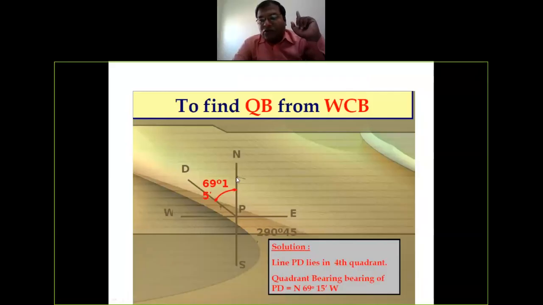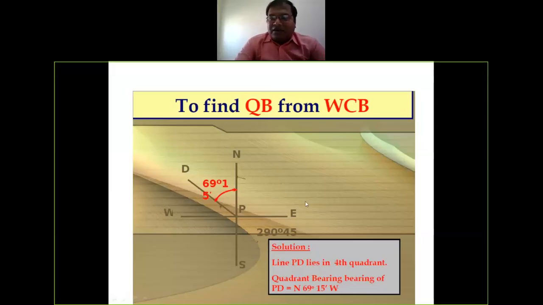Now we will take the fourth example. Here 290 degree 45 minute WCB is given, meaning from here to here. In WCB we always measure the angle with respect to the north direction. Don't forget. So this 290 degree 45 minute is from the north direction. What is the rule of conversion? This total is 360 degree, so 360 minus WCB. From here to here is your 290 degree 45 minute, so you will get this angle. Now this PD line approaches which pole? North pole. So you always write with respect to the north pole: north 69 degree 15 minute west.